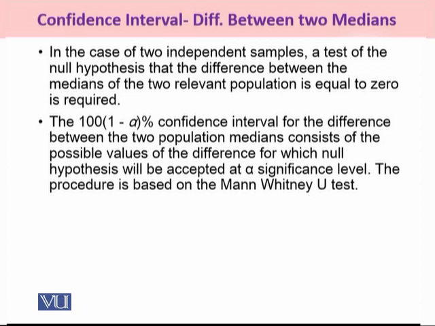So in the case of two independent samples, a test of the null hypothesis that the difference between the medians of the two relevant populations is equal to 0. So the 100(1 minus alpha)% confidence interval for the difference between the two population medians consists of the possible values of the difference. So we need to calculate the difference for which the null hypothesis will be accepted at alpha significance level. The procedure is very much based on the Mann-Whitney test.